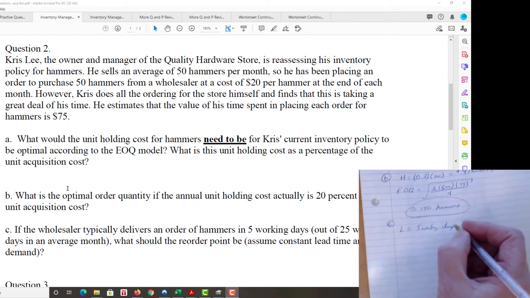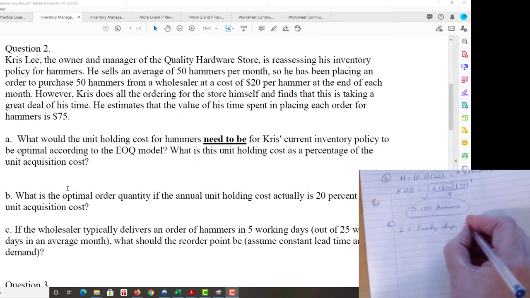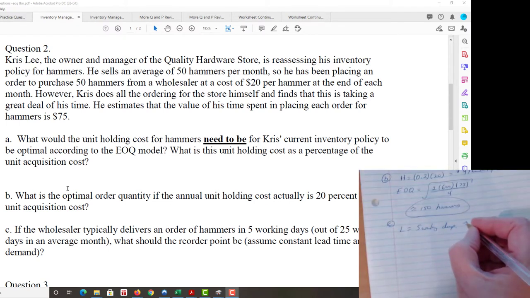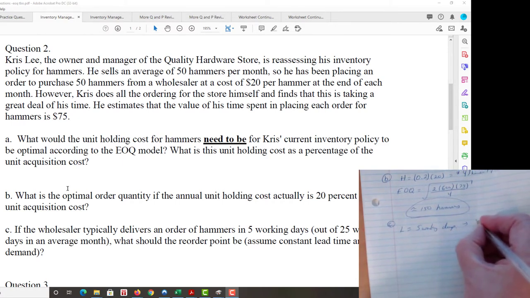So we have a couple of different ways this can be a little bit sneaky. When we look in and we see our demand is in numbers per month, everything is in per month. It could be just easier to convert everything into per month. So how much is 5 days per month? Well, it's 5 out of the 25, which is about a fifth of the month.